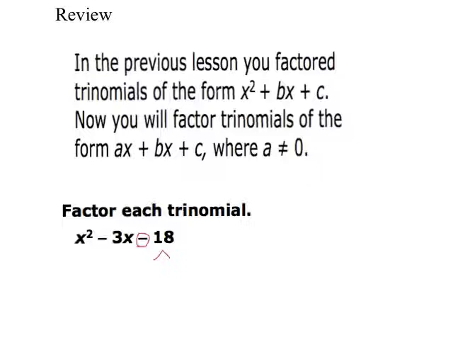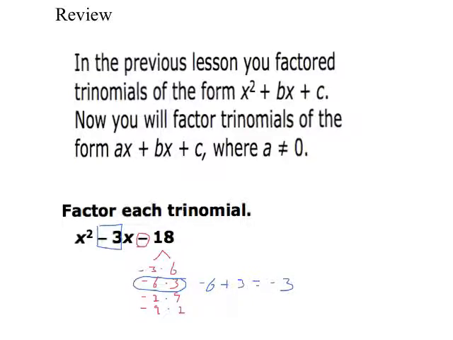So, let's see, I have negative 3 times 6, I have negative 6 times 3, I have negative 2 times 9, negative 9 times 2, and of course we have negative 1 times 18 and negative 18 times 1. But I think we can see which one it is right now. It's going to be this one right here because negative 6 plus 3 equals negative 3. And I had a negative 3 right there.